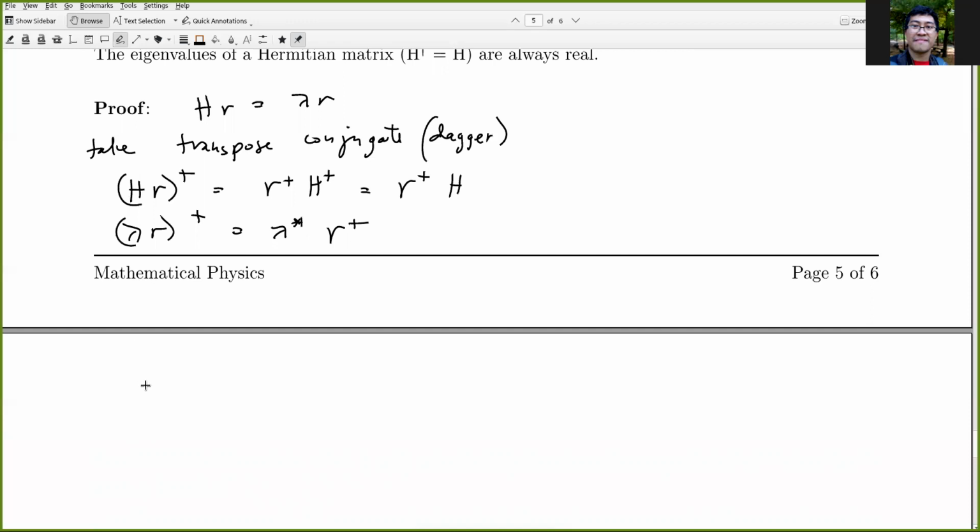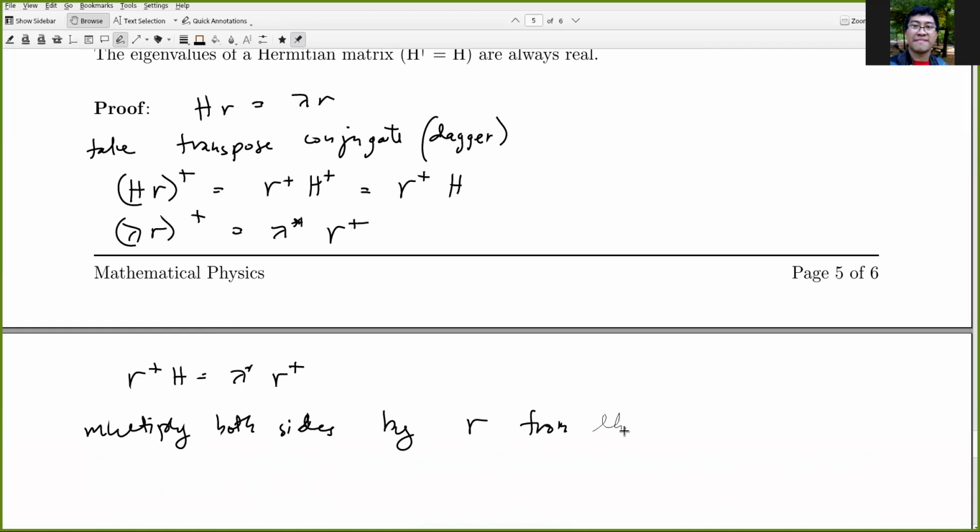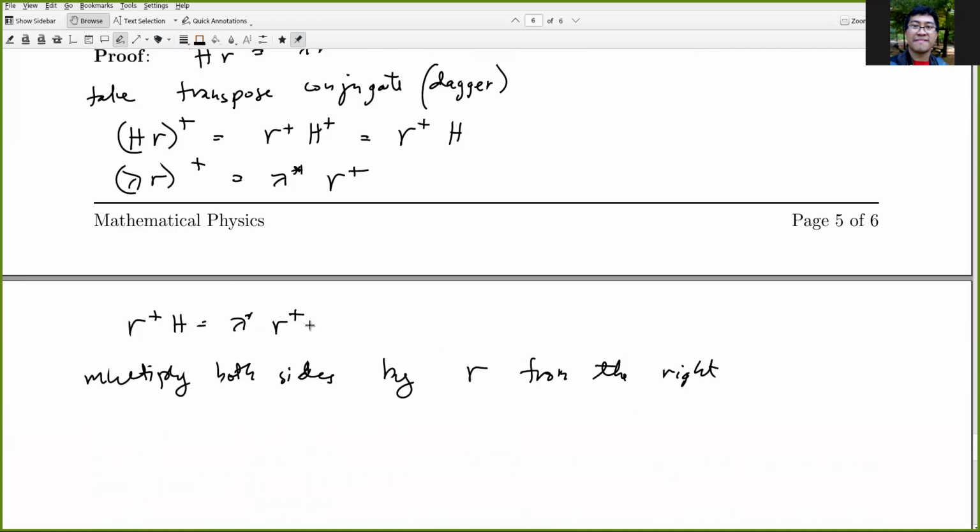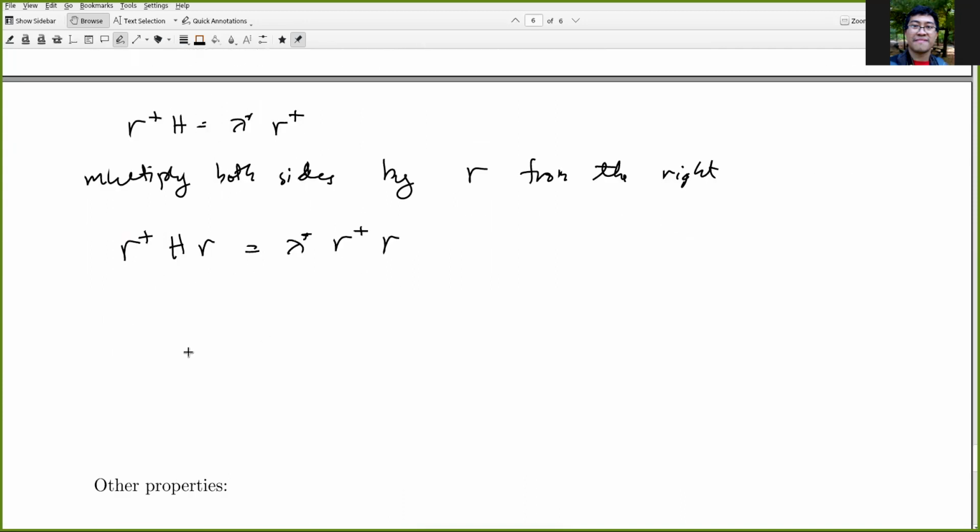So if we now have R dagger H equals lambda complex conjugate R dagger, we multiply both sides by R from the right. From the right means we multiply only from the right towards our equations. So we have R dagger H R equals lambda star R dagger R. If R dagger and R do not commute, the effect of R times R dagger would be different. So it's important to specify where we multiply R, if it's from the right or from the left.